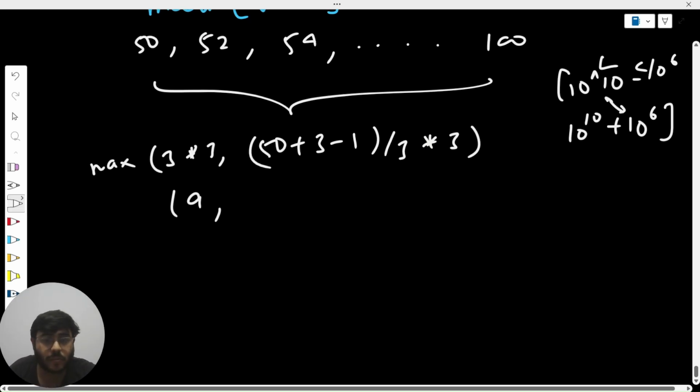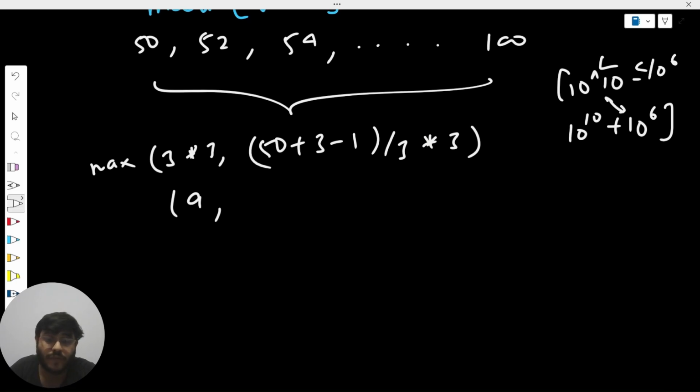Okay, so we know that this is around 17, because 17 times 3 is 51. So 17 into 3 again is 51. So we can see that the first multiple of 3 in the range 50 to 100 is 51. So we'll start marking from 51. So we'll mark 51 minus 50 as false.